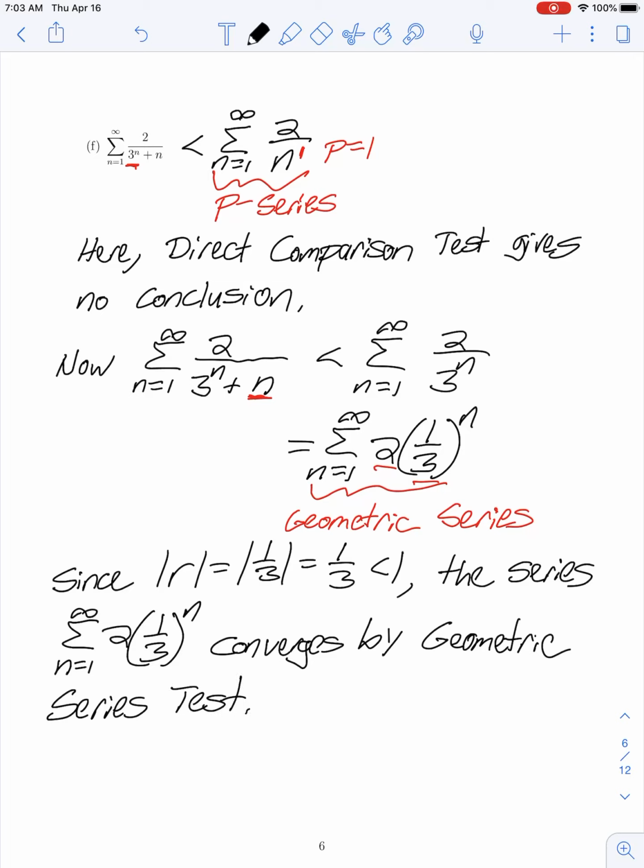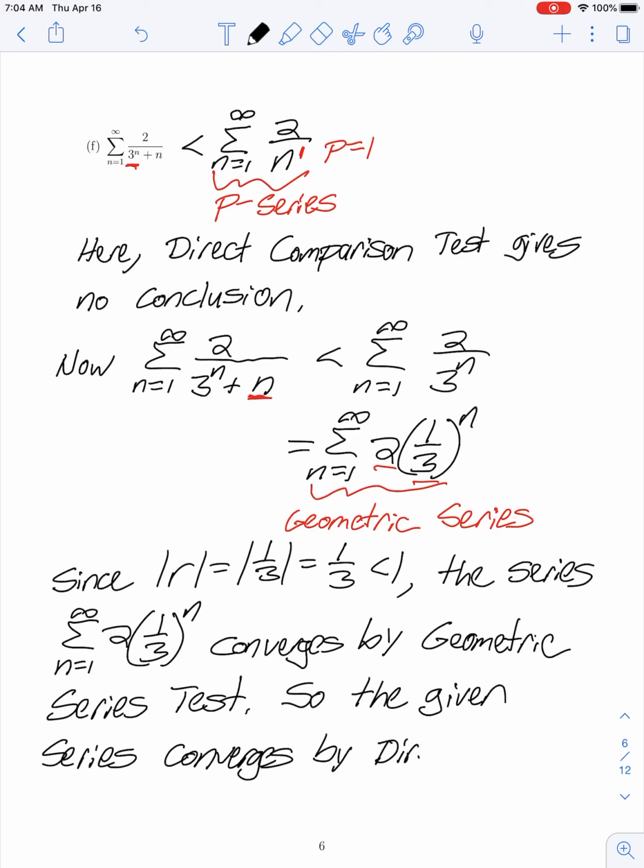So then my smaller series that I was starting with must also converge by the direct comparison test. So we can say then the given series also converges by the direct comparison test. So here we have convergence.